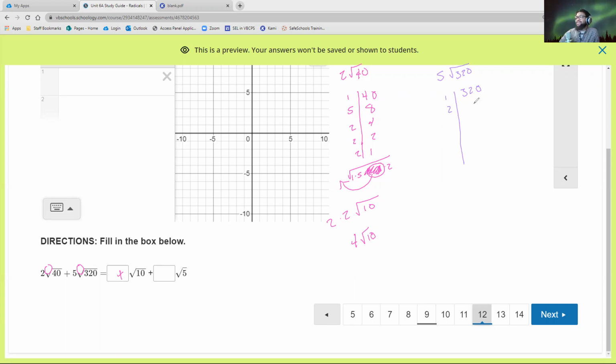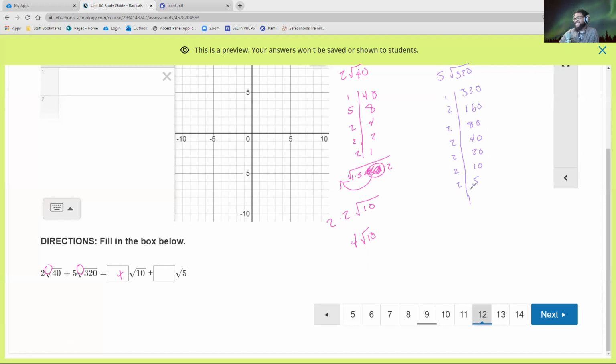320 divided by 2 is going to give me 160. That divided by 2 gives me 80. 80 divided by 2 gives me 40. 40 divided by 2 gives me 20. 20 divided by 2 gives me 10. 10 divided by 2 gives me 5. And then 5 divided by 2, or we don't divide 5 by 2.